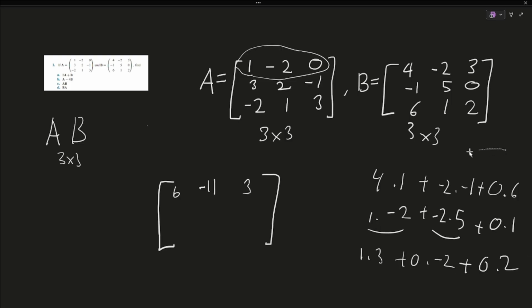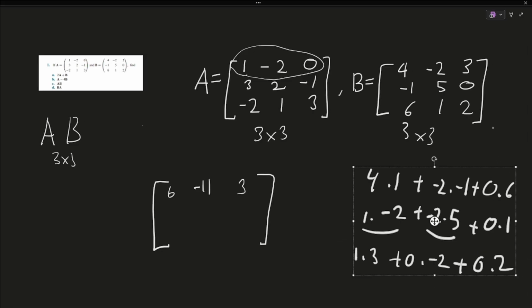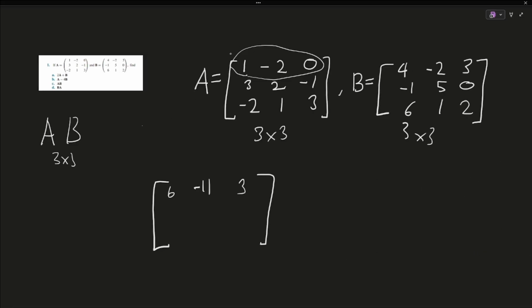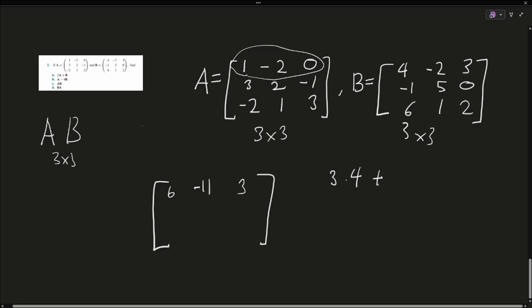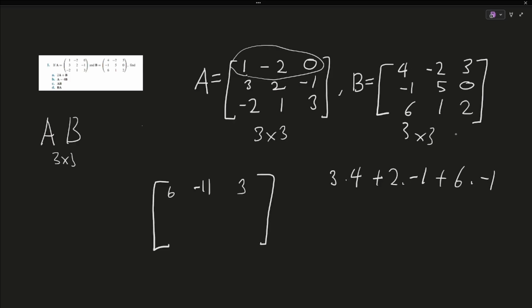Okay. So now we're going to move on to the second row. Every time you move on to the second row, we're going to do the second row operation. So we're going to take the second row of A, 3, 2, -1, and multiply one by one with the columns of B. So we're going to have 3 times 4 plus 2 times -1 plus -1 times 6 for this, and we will have 12, -2, and -6. This will be 12 minus 2 minus 6. That's going to be 4.